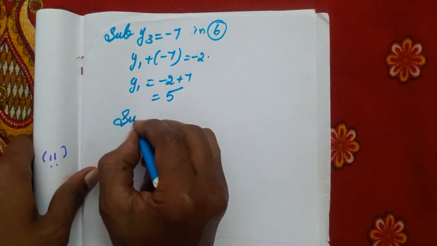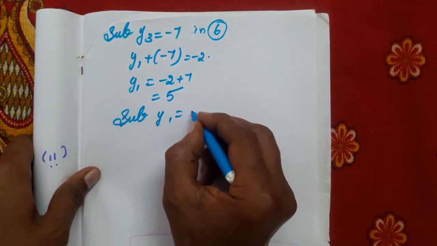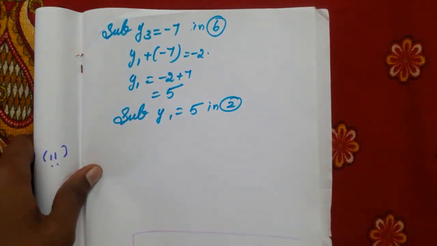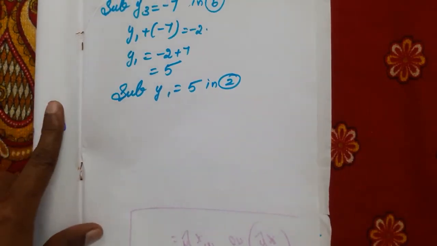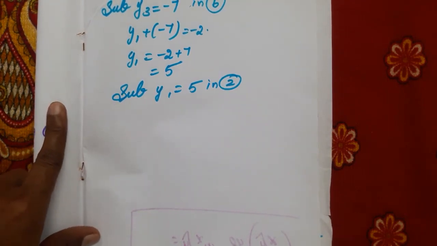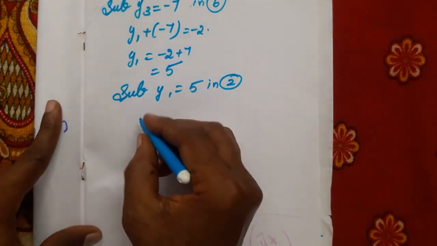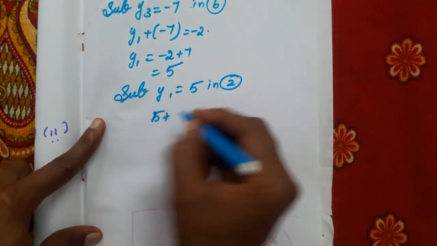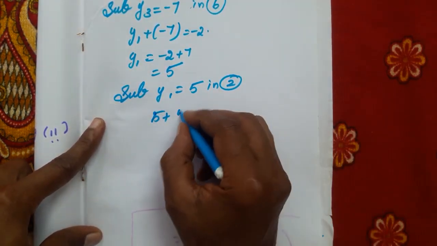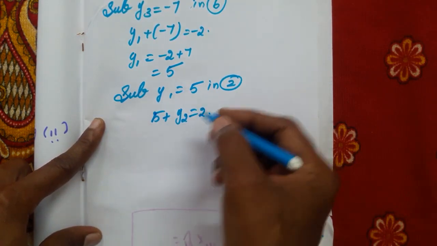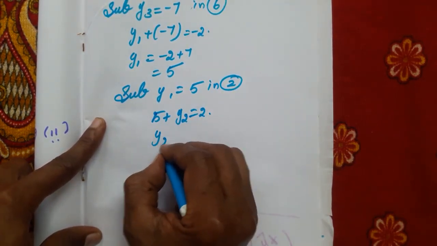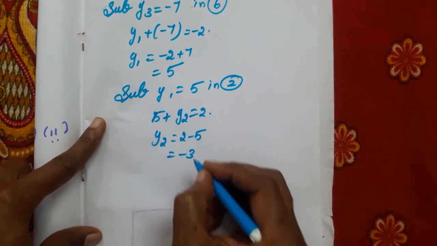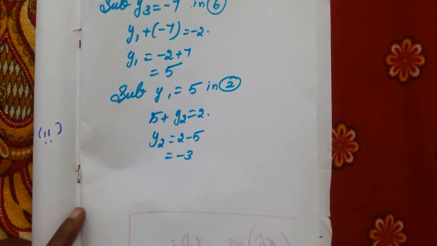Next, substitute y1 is equal to 5 in equation 2. What is equation 2? y1 plus y2 is equal to 2. y1 in place, 5 plus y2 is equal to 2. Therefore, y2 is equal to 2 minus 5, which is minus 3. So y2 is equal to minus 3.